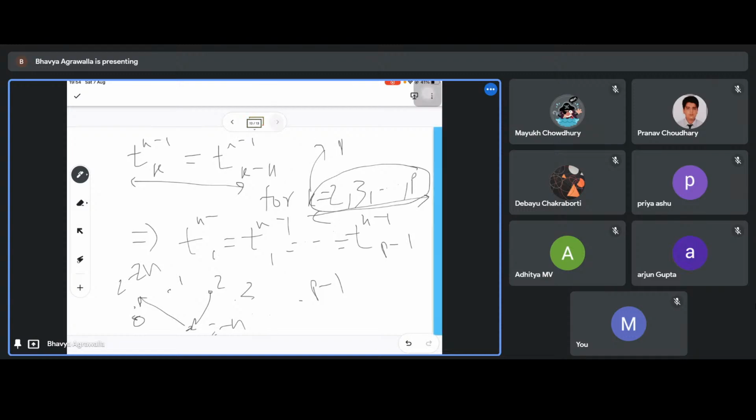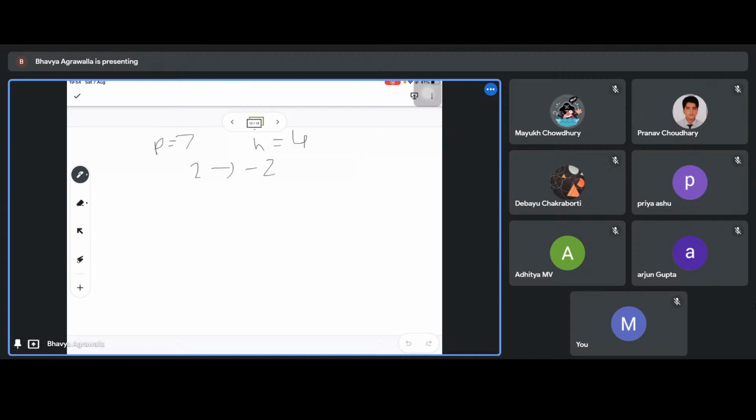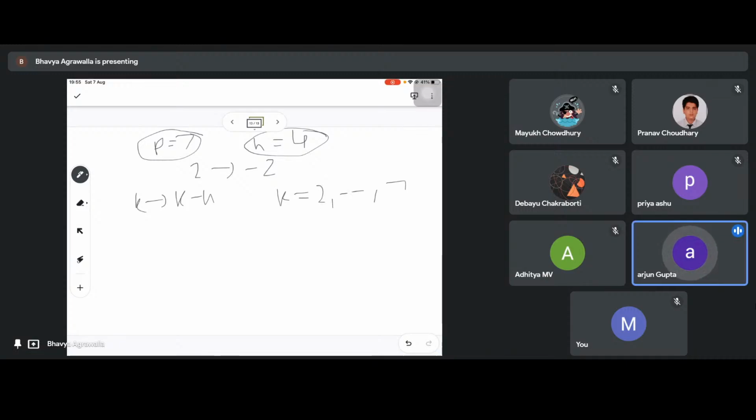Okay, I will just tell you what's happening. Suppose p is 7 and n is 4, right? So you have the correspondence k to k minus n for k equals 2 up to p. I think it doesn't matter much because the cycle has basically two endpoints and one of those must be not equal to one, so we can increase the one which is not equal to one.